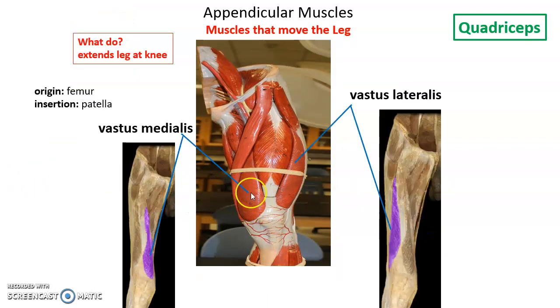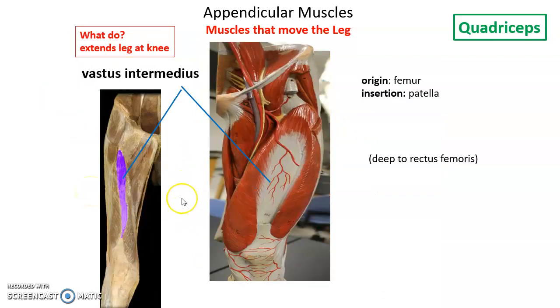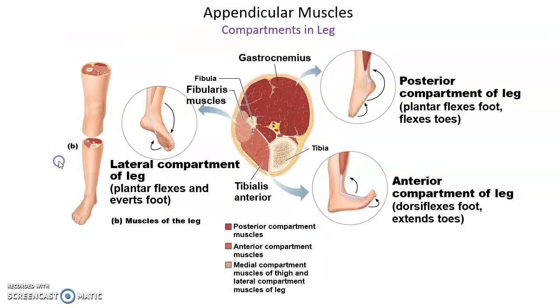Then we have vastus medialis on the medial side, vastus lateralis on the lateral side. Their origin is the femur. They insert into the patella, and they help to extend the leg at the knee joint. And then the last of the quadriceps, quad 4, is the vastus intermedius. It is underneath or deep to rectus femoris, and it also extends the leg at the knee.